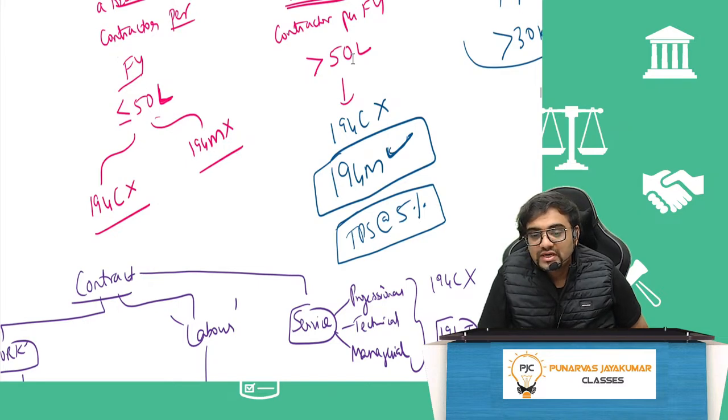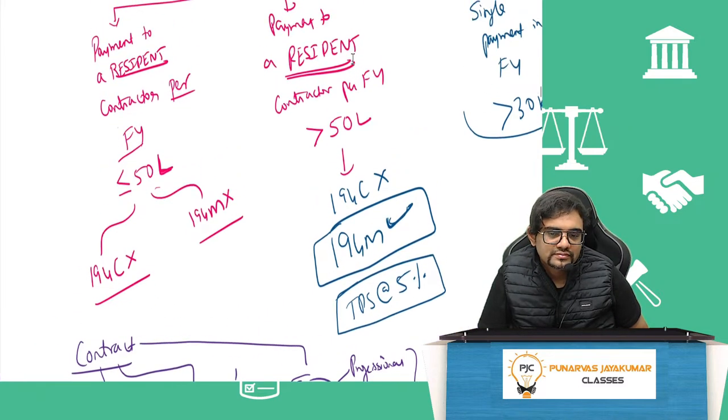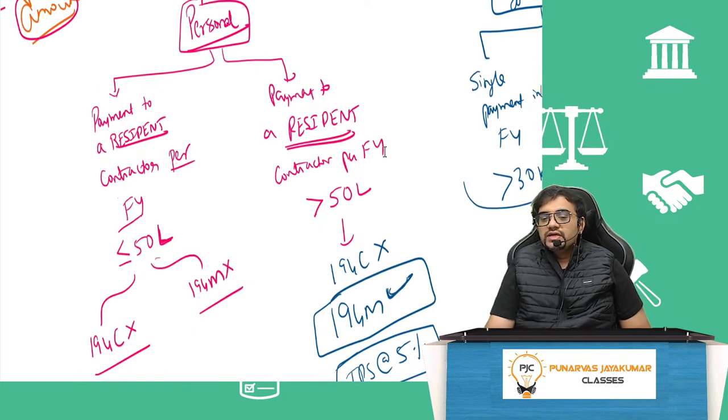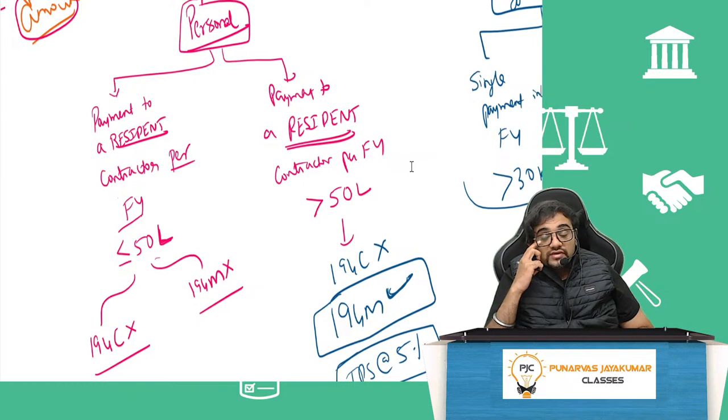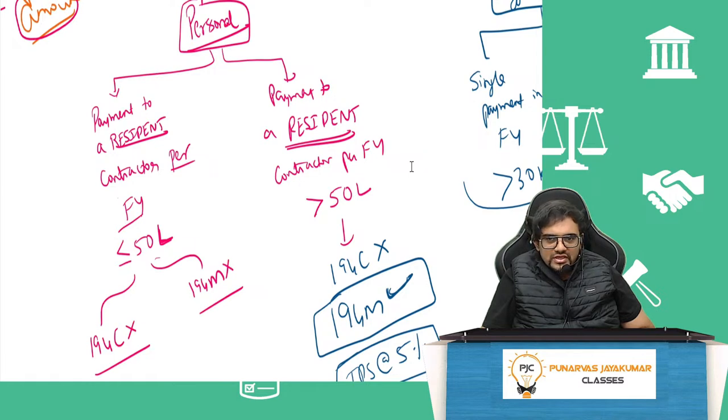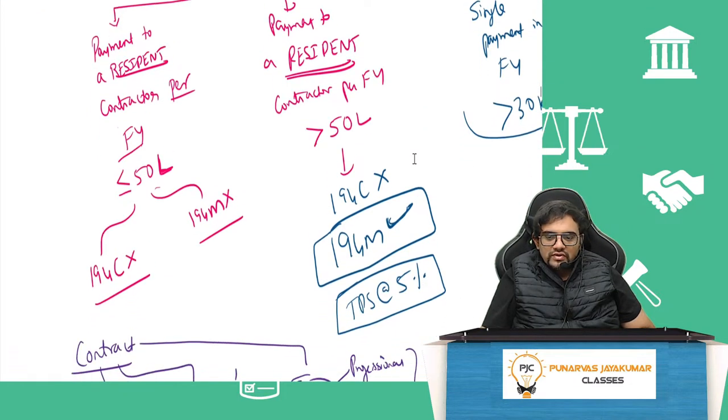There's one more section, 194M, that also will not come. But if he is paying a resident contractor more than 50 lakh per financial year, say Virat Kohli hires an interior designer for his room and pays 60 lakh rupees to that person, then 194C will not come because it's personal purpose. But 194M will come. Another section, 194M, TDS will be at the rate of 5%.